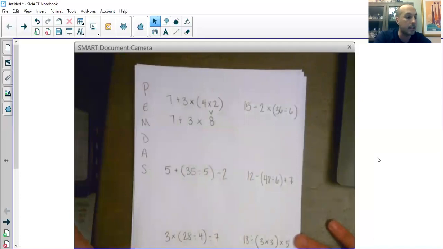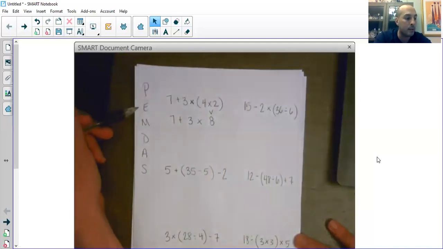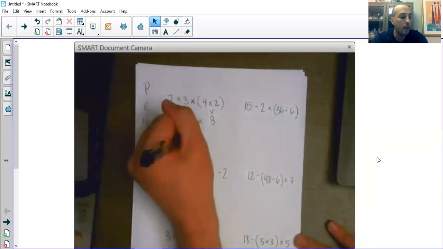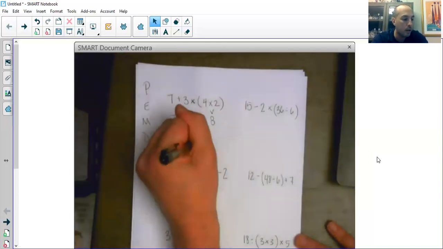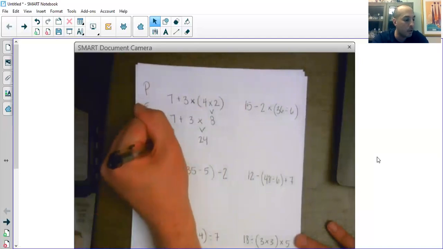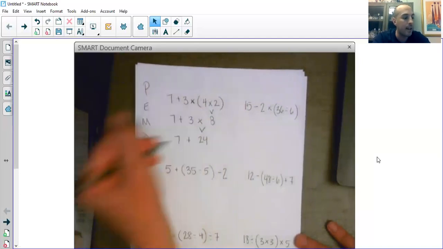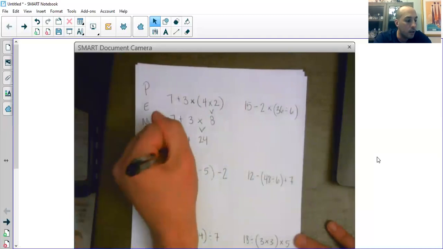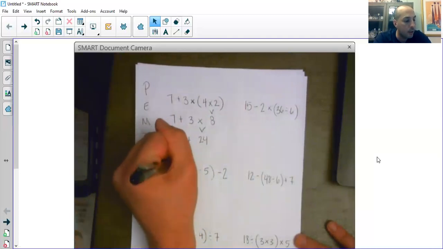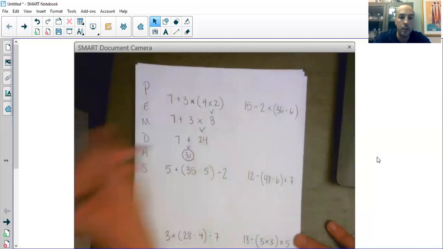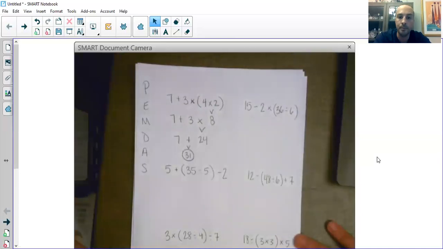Okay, what comes next? I did my parentheses. There are no exponents. Multiplication comes next. Do I have multiplication? I do. 3 times 8 is 24. Everything else comes down. My new equation is 7 plus 24. 7 plus 24 is 31. So my final answer in a circle is 31.